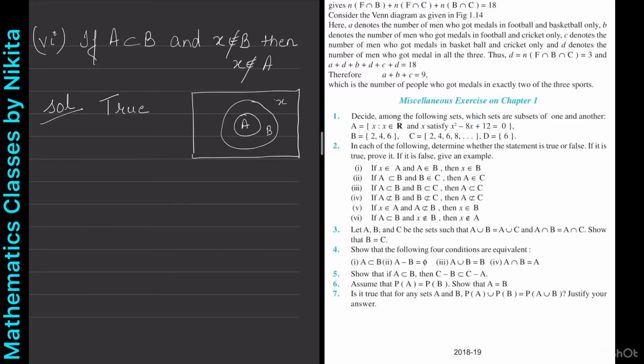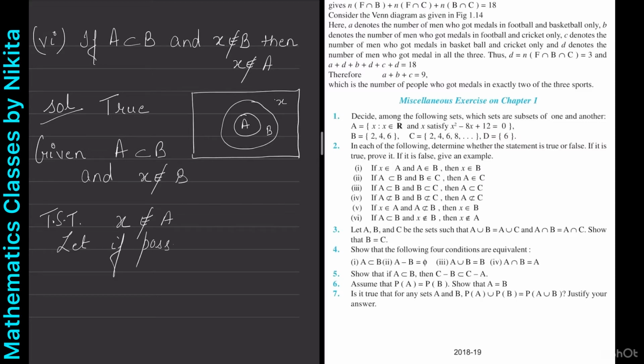Okay. So what is given to you? So you have to prove in general. So given is that A is a subset of B and X does not belong to B. And you have to show that X does not belong to A. So let, if possible, that X belongs to A. This implies X belongs to B also.